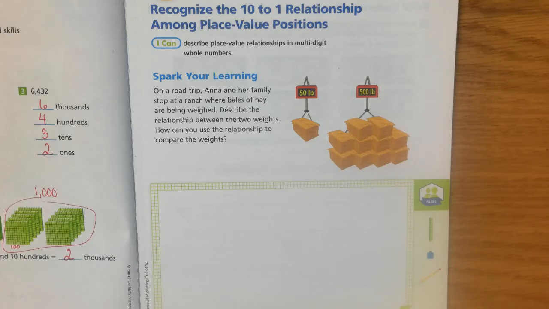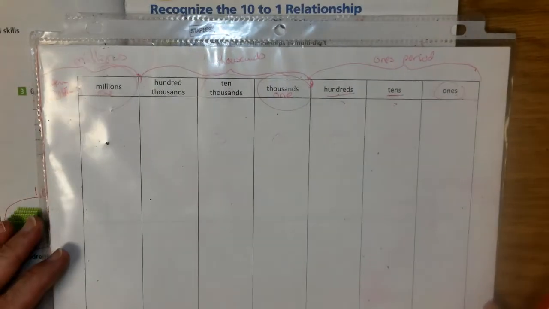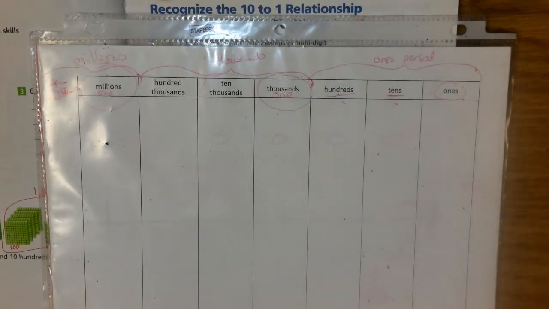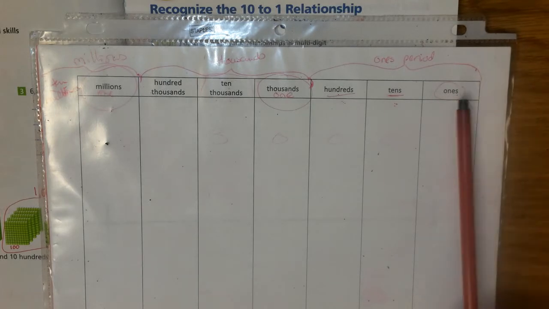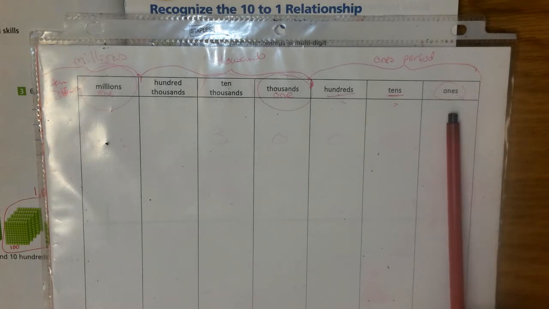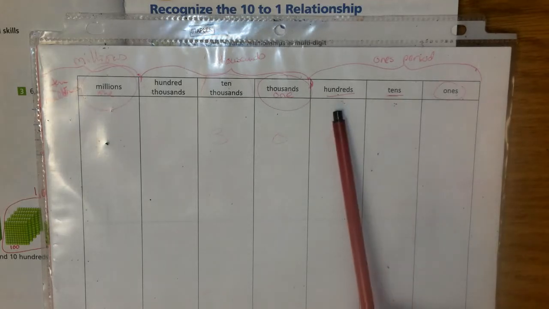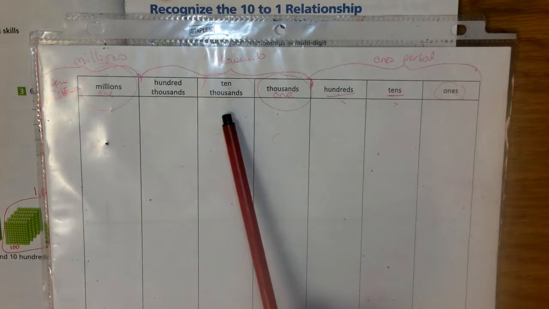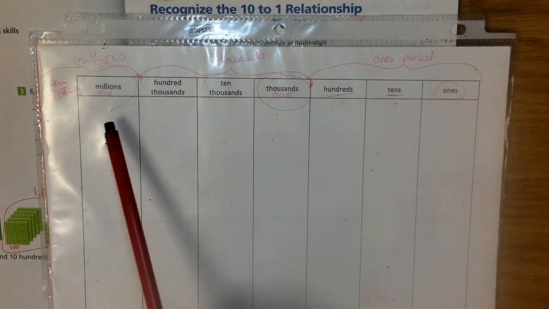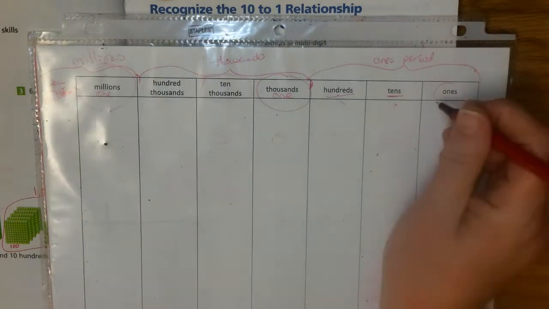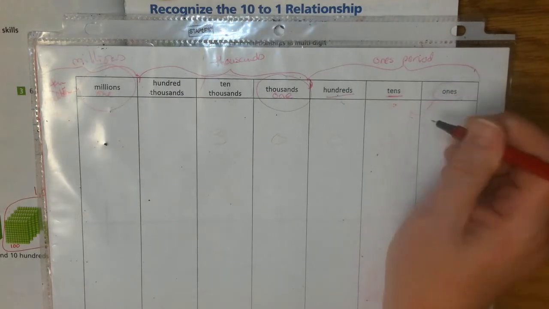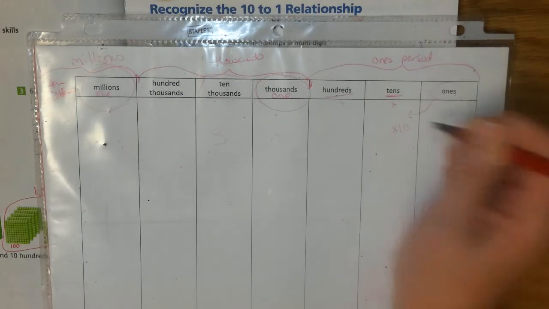This is what I used for my fourth graders, but I do want to remind you of our place value chart. All the way to the right, we have the ones place, then the tens, hundreds, thousands, 10,000s, 100,000s, and millions. And every time I move from one place value to the next, I'm multiplying by 10.